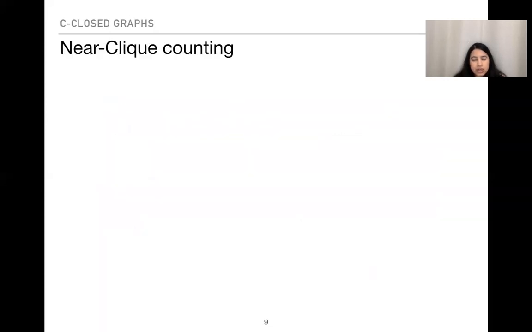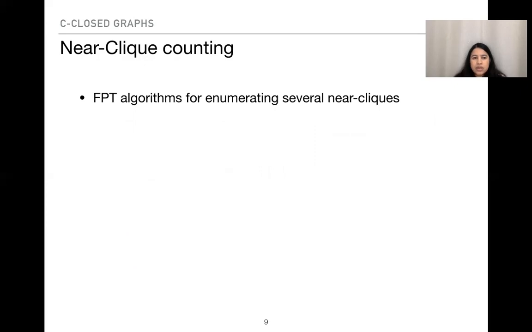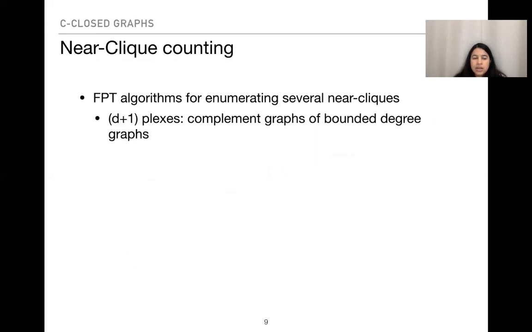What we do in this work is show that FPT algorithms exist for enumerating several kinds of near-cliques. The first near-clique is D plus one plexes. These are complement graphs of bounded degree graphs. The near-cliques that we've addressed are, in some sense, dense subgraphs, and so in some cases it's easier to think of the sparse version of it in the complement graph. So D plus one plexes are essentially complement graphs of bounded degree graphs.